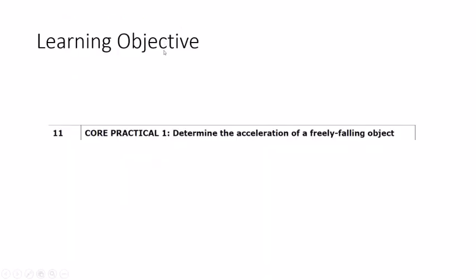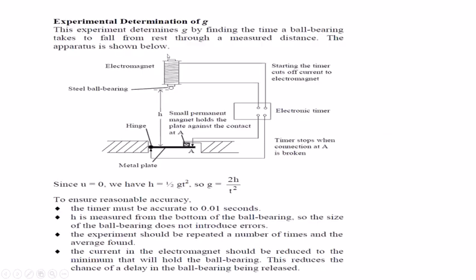Then, experiment to determine the acceleration of a free fall. So how can we find the value of acceleration due to gravity, or acceleration of a free fall? There are different methods which can be used, and one of them, we can use an electromagnet. How do we do this experiment?